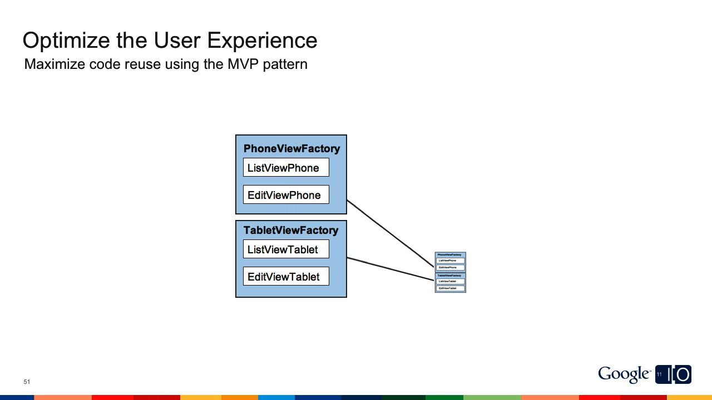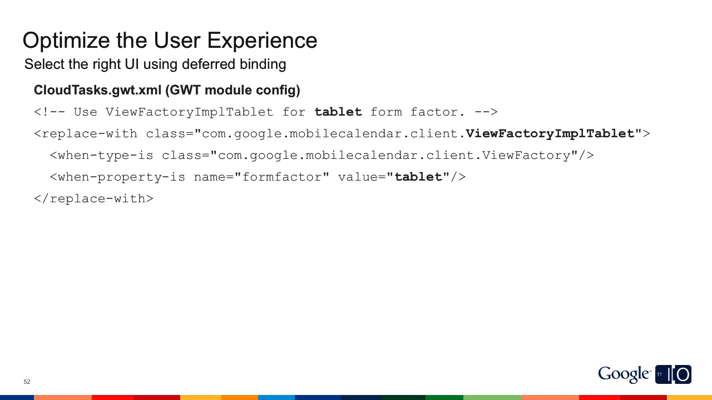Literally it ends up being your factories, right? They can give you back your list view for a phone, or your edit view for a phone, or your edit view for a tablet. And then to tie it all back together, that little piece is really just what's changing in this deferred binding property. So as you say, okay, now a tablet has hit my application, I'm going to give back the tablet view factory, and that is that little piece down there that you're serving up.